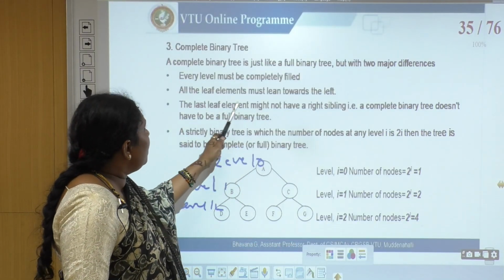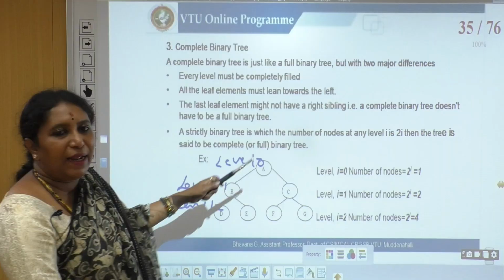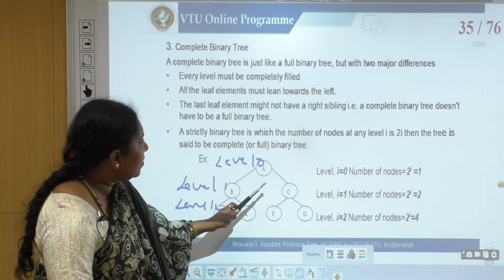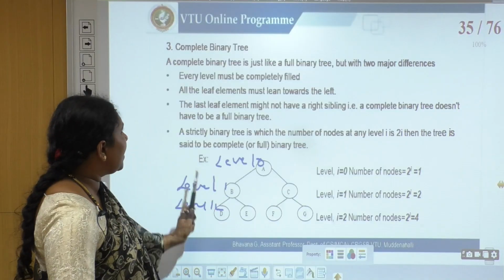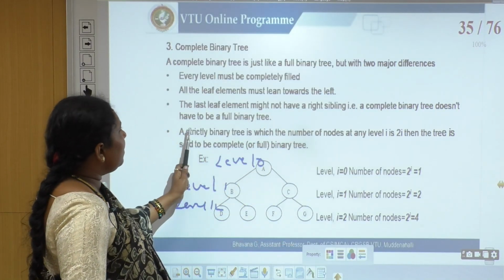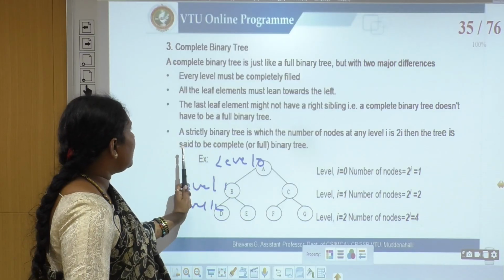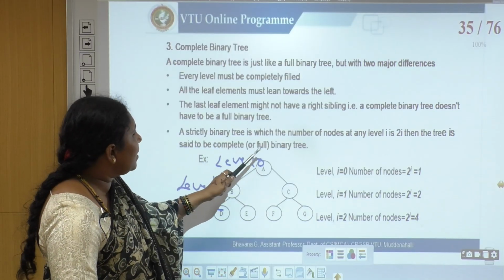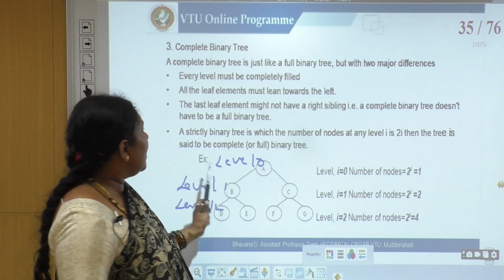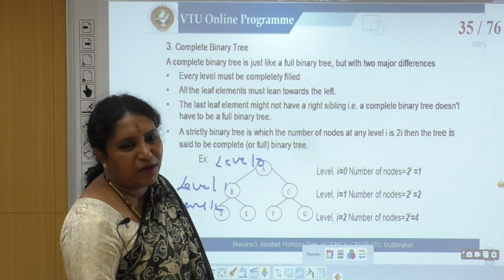So all the leaf elements must lean towards the left. Whatever element there is, everything should be on the left, not on the right. The last leaf element might not have a right sibling. A complete binary tree does not have to be a full binary tree. A strictly binary tree in which the number of nodes at any level i is 2^i is said to be a complete binary tree.